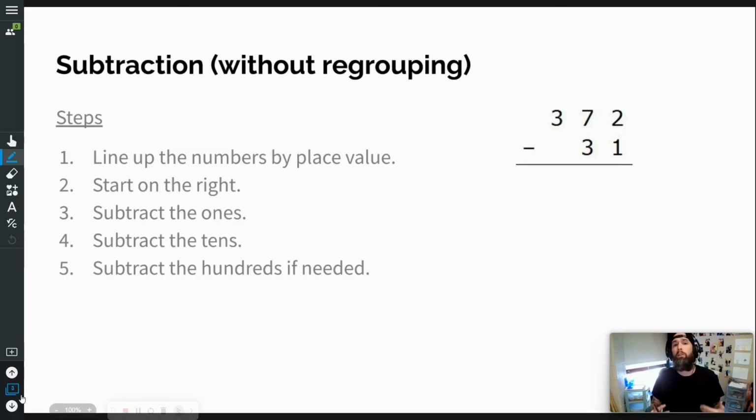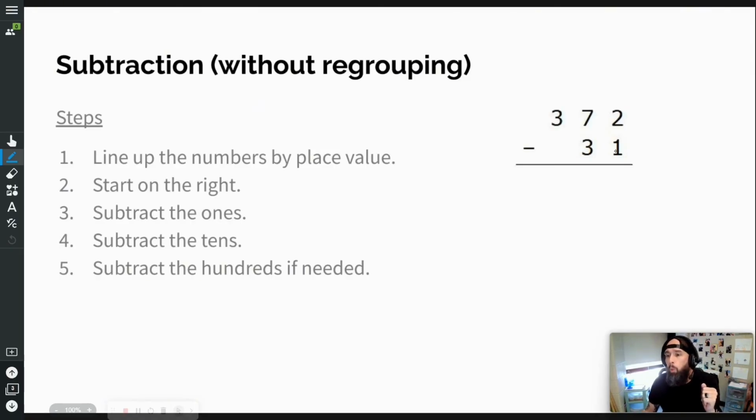Now, how do we do subtraction without borrowing, without regrouping? Just regular old basic subtraction. Well, step number 1, make sure all the numbers are stacked to the right by place value. Ones with the ones, tens with the tens, hundreds if necessary. Then you start from the right and subtract the ones place value, subtract the tens place value, and then the hundreds if necessary. So you go all the way to the right and you do one place value at a time.